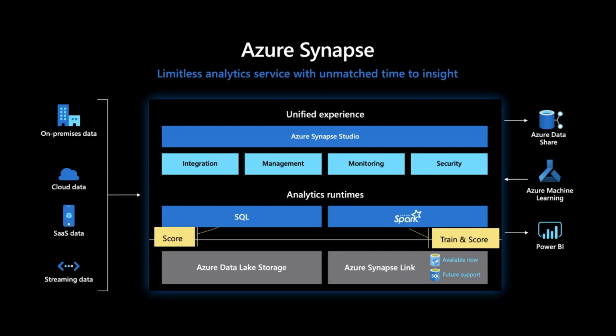Some built-in native capabilities are that you can train and score obviously using our serverless Apache Spark pools in Azure Synapse, but you can also use our predict keyword in our dedicated SQL pools, which is the data warehouse basically, where you can use T-SQL to run predictions. So there are some built-in capabilities out of the box inside of Synapse.